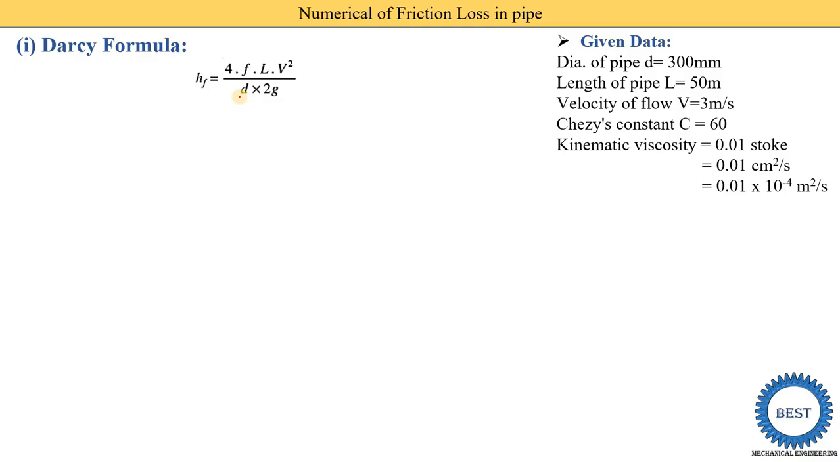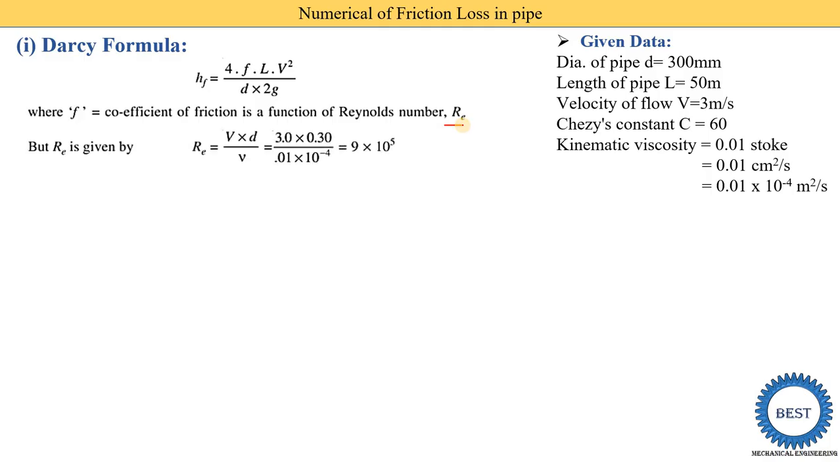So find out f means what is f? So f is the coefficient of friction, and coefficient of friction is found from the equations of the Reynolds number. So first we need to find out the Reynolds number. The Reynolds number is denoted by Re. So Reynolds number is equal to velocity into diameter divided by kinematic viscosity.